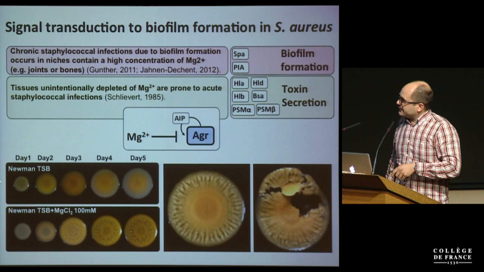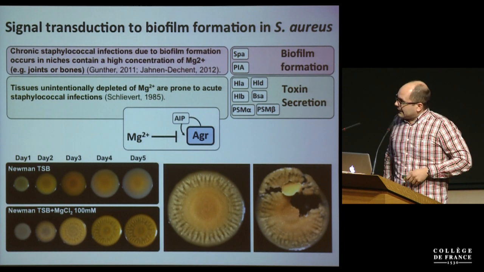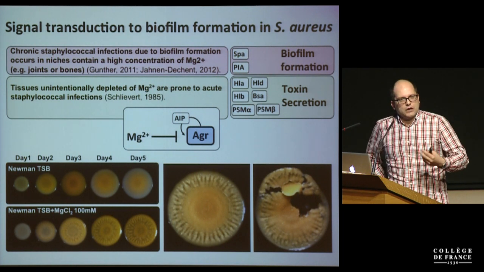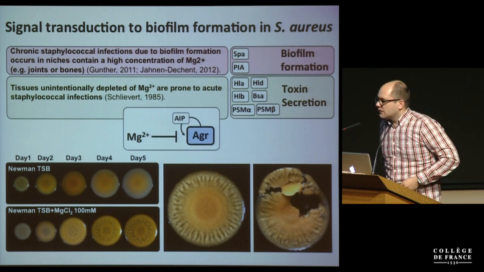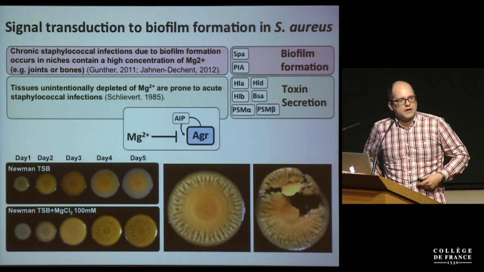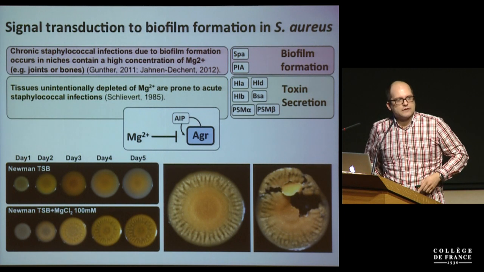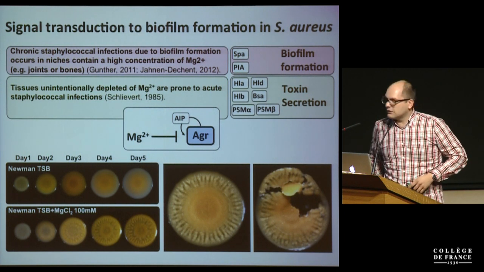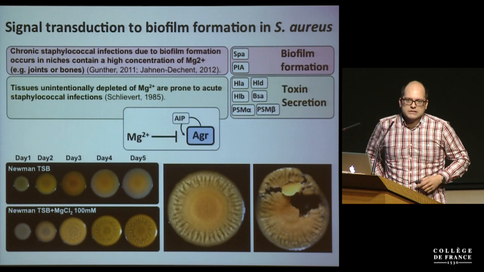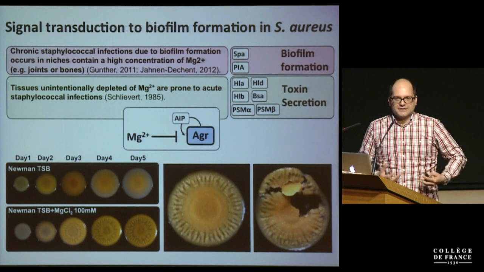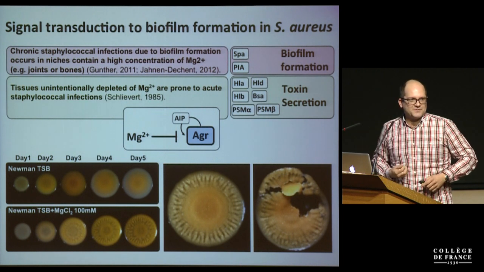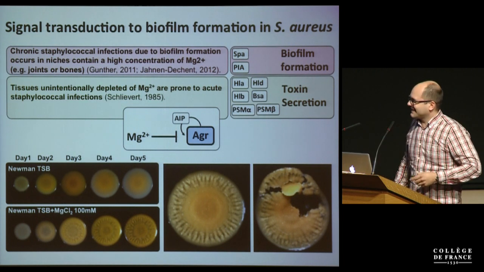This is a normal TSB medium. Staph aureus grows in this medium without any particular consistency. We have codes in the lab to name how Staph aureus grows in the plates. When it grows without any particular consistency, we call it mayonnaise. So it gives you an idea about the consistency of the colony, but we don't eat it.